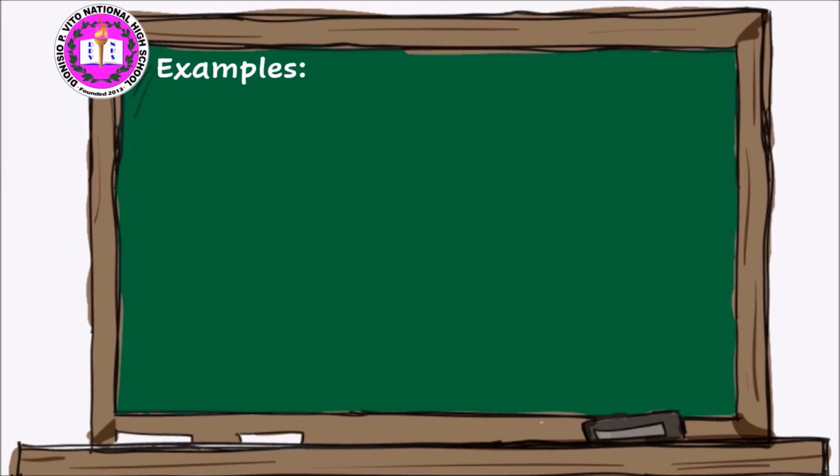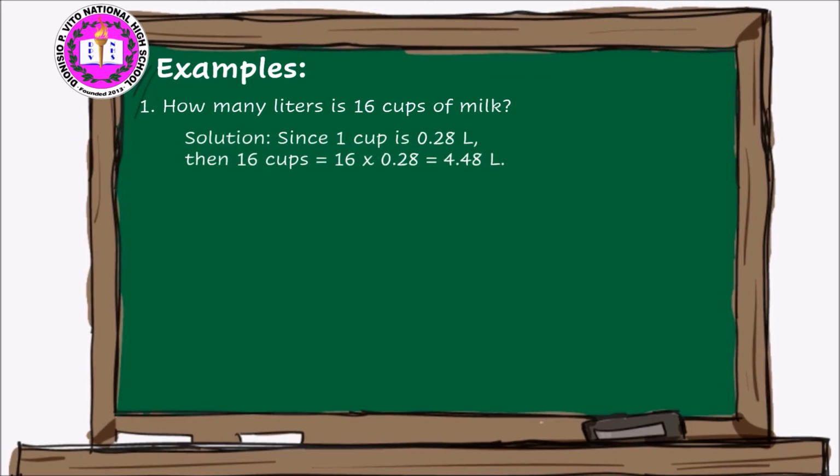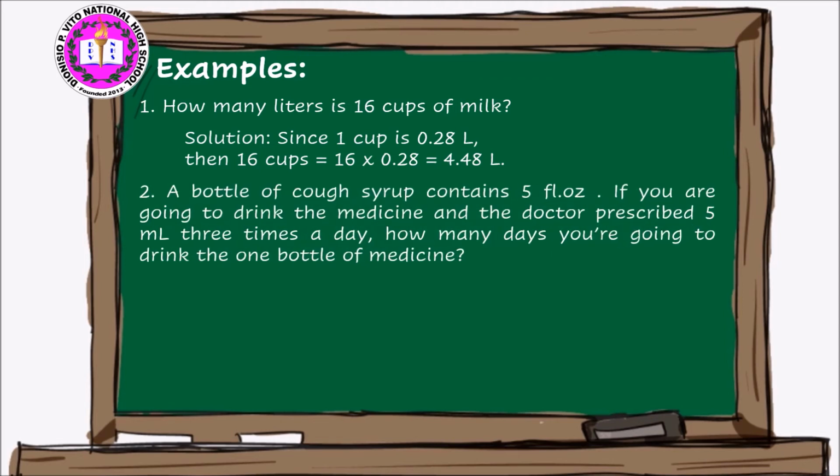For example, how many liters is 16 cups of milk? Solution: since 1 cup is equal to 0.28 liter, then 16 cups is equal to 16 times 0.28, which is equal to 4.48 liters.